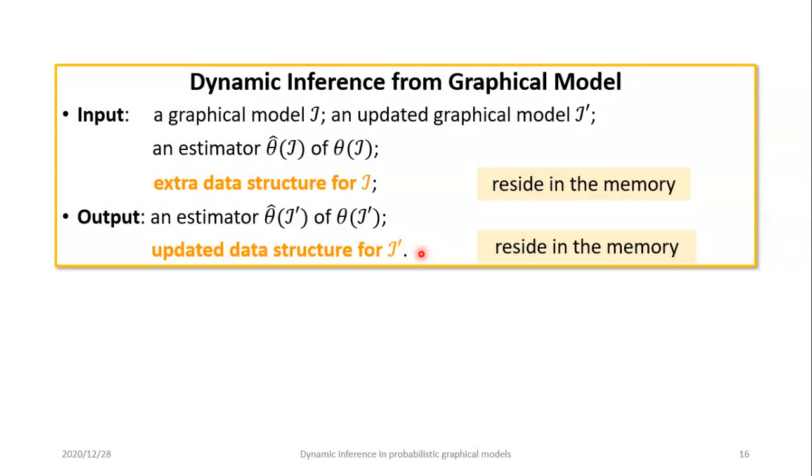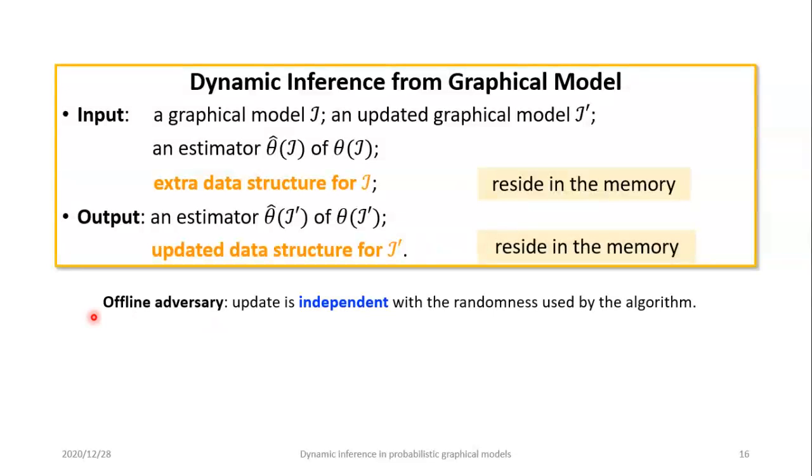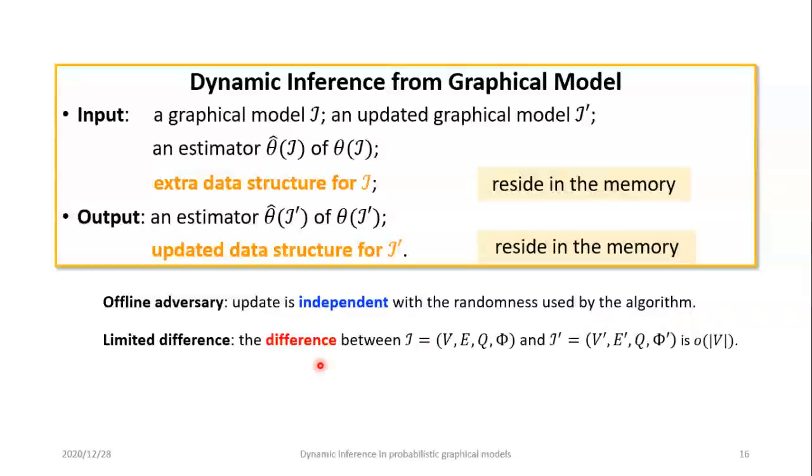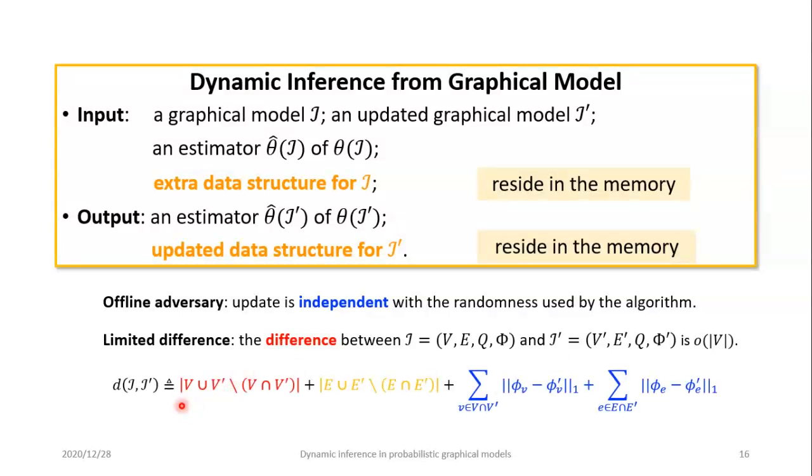In this talk, we assume all the updates are generated by an offline adversary. The update is independent of the randomness used by the algorithm. Moreover, we also assume that the difference between I and I' is bounded. Otherwise, there is no faster dynamic algorithm than static inference. Here, the difference between the instances is defined as this formula, which is the sum of the symmetric difference of the vertex set, the symmetric difference of the edge set, and the one norm of the difference between the weight functions.